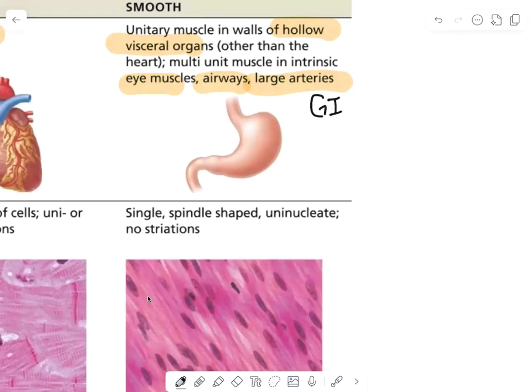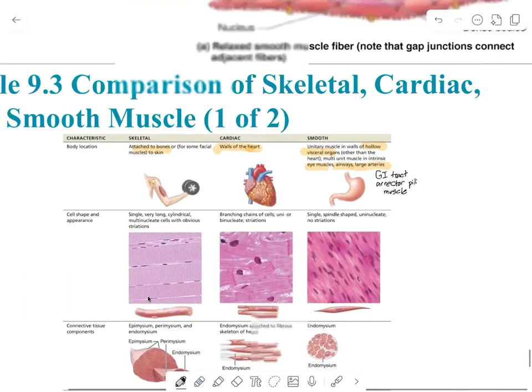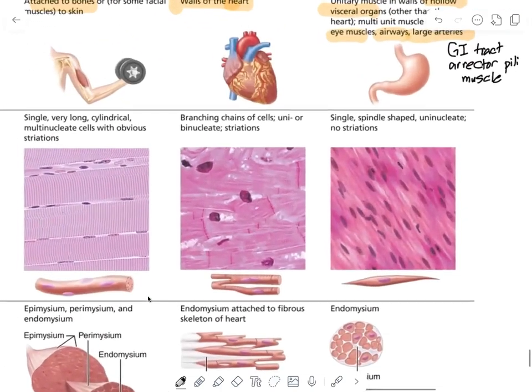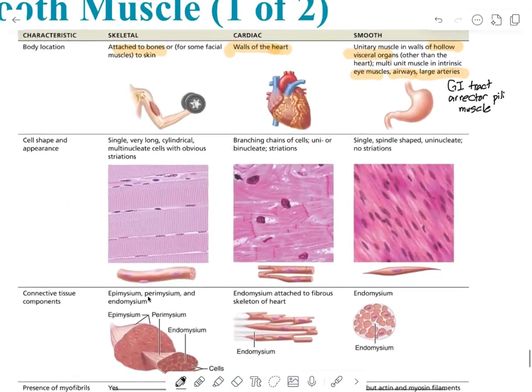In the GI tract, here we can see the stomach. It's in the respiratory system, and it's also in the skin in a muscle called the erector pili muscle, so the goosebump muscle. The second row is the cell shape and appearance, and these will definitely be on your practical images like these.